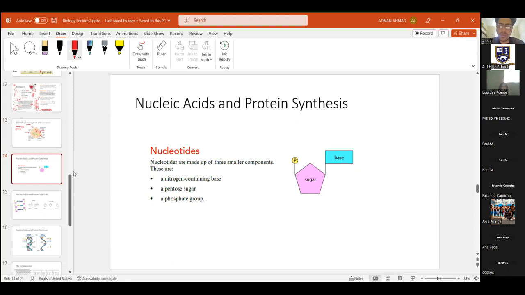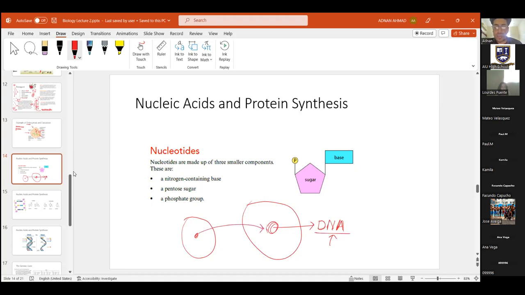In my last lecture, I discussed that the nucleus of the cell contains DNA. And DNA is a molecule that contains information about what to make inside the cell. This is the molecule that controls everything. For example, you have blue eyes and your mother also has blue eyes. How do you have blue eyes? Your mother's DNA was transferred to your DNA, and that is why you have blue eyes, just like your mother or your dad.